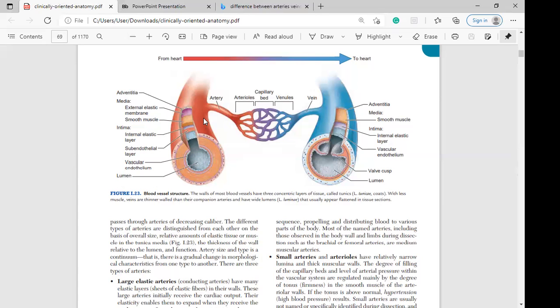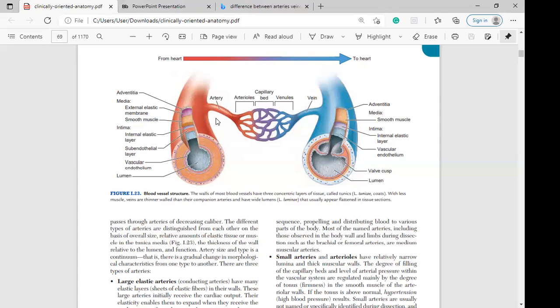Now, this is how an artery looks. Quickly, three layers: intima, media, adventitia. In the intima, you find the vascular endothelium, the subendothelial layer and the internal elastic layer. And then when you enter the media, you find the smooth muscles, and then you find the external elastic membrane, and then you find the adventitia. In some exams, they will tell you to list in order all the different layers of the artery.